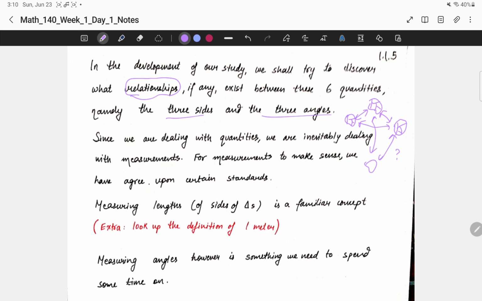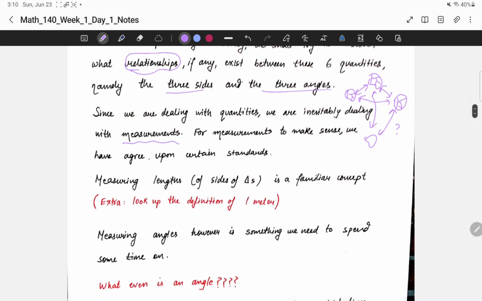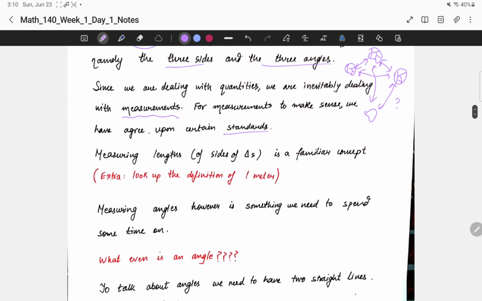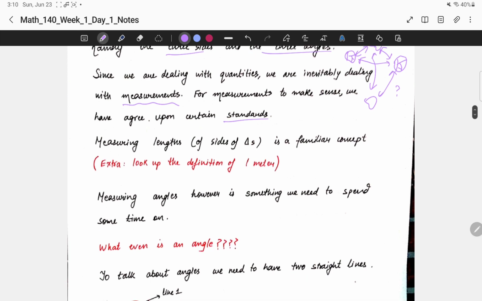Okay, since we're dealing with quantities, it means they have to be measured, right? For measurements to make sense, we have to agree upon certain standards. Measuring length is something that you are familiar with. For an extra, if you want to look up, you can look up the definition of 1 meter. What does 1 meter really mean? And you can even look at historically how the definition of 1 meter has changed.